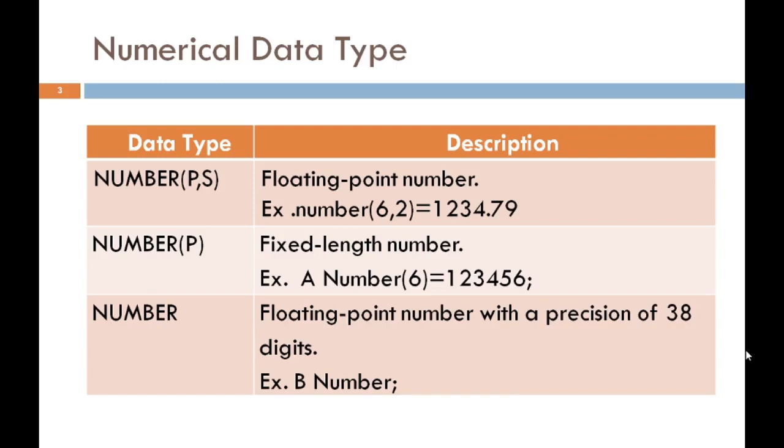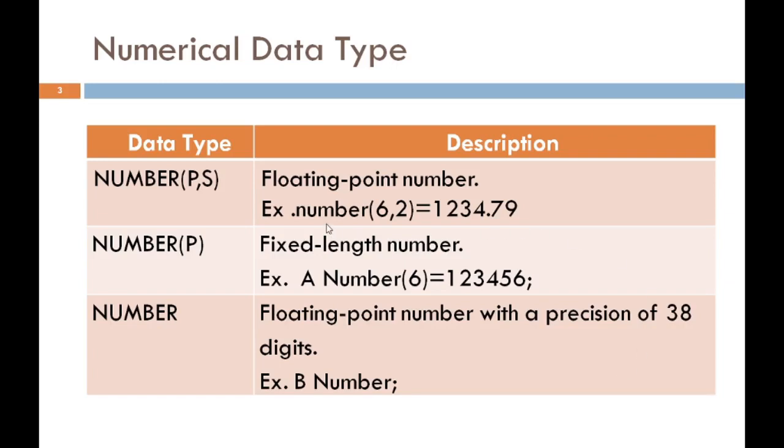The Oracle NUMBER data type has a precision and scale. The precision is the number of digits in a number and it ranges from 1 to 38. The scale is the number of digits to the right of the decimal point in a number and it ranges from -84 to 127. Let us see an example.